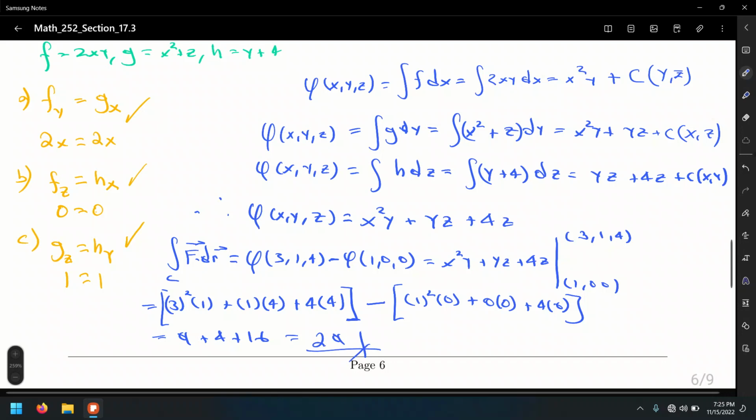So that's one example from scratch of applying the fundamental theorem of line integrals. So let's go ahead and do another example. So let's see.